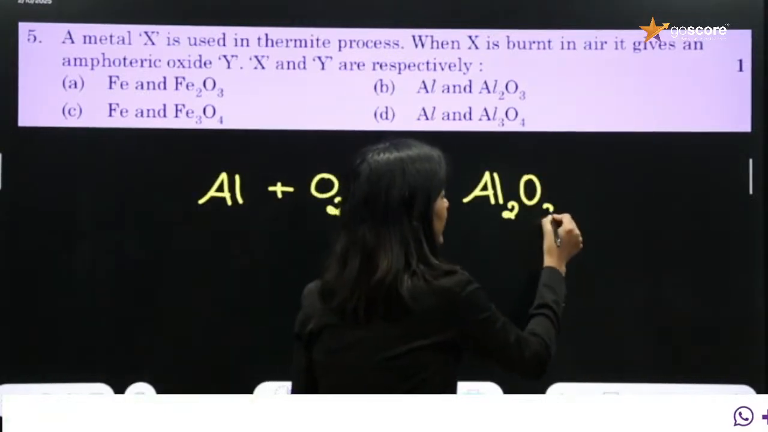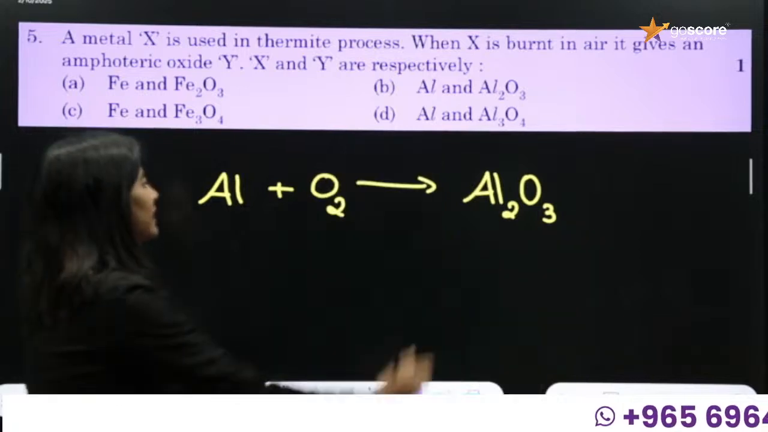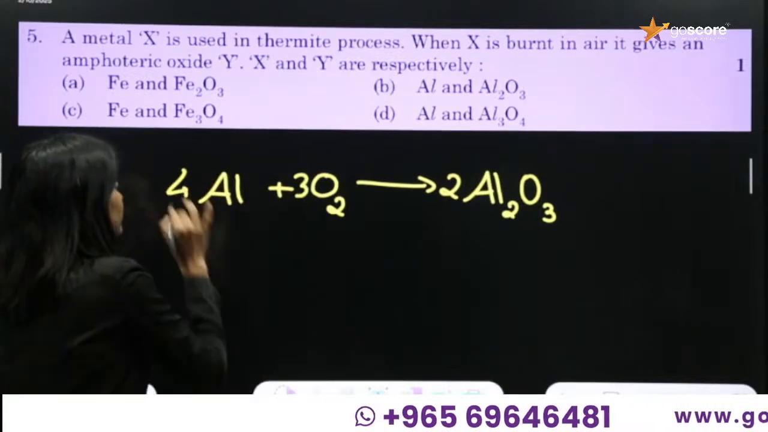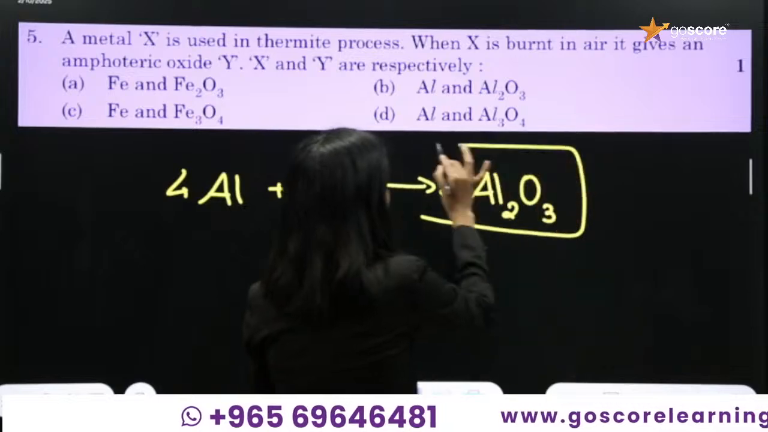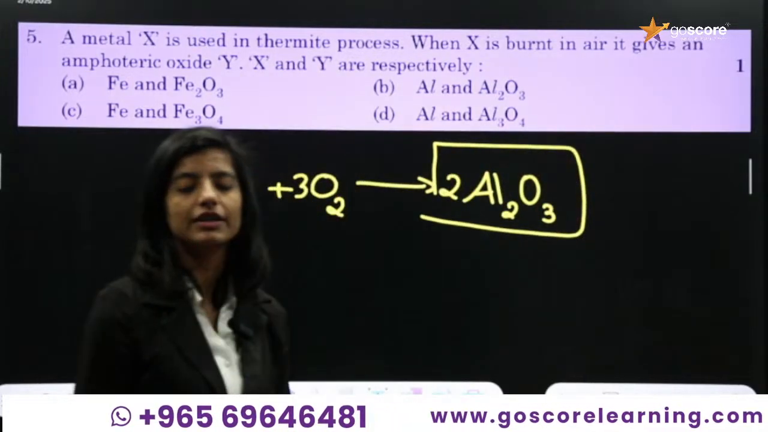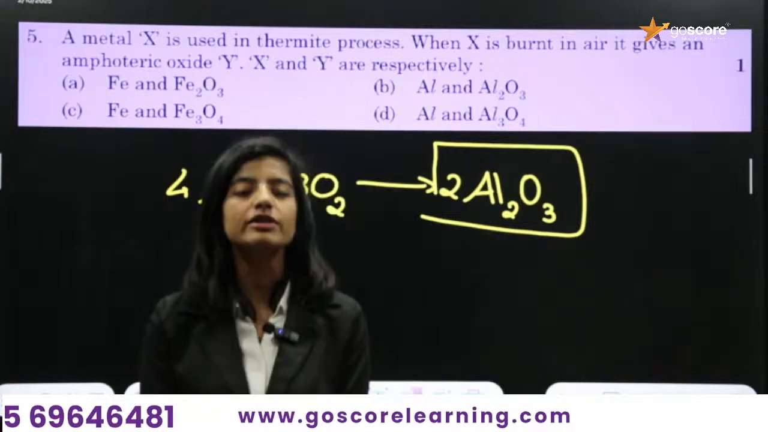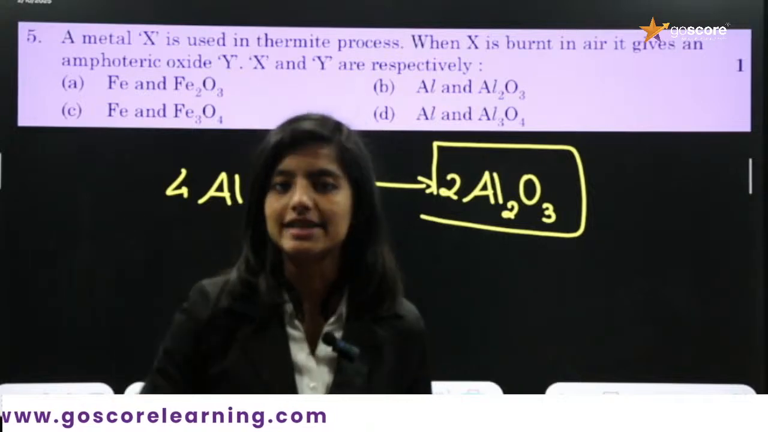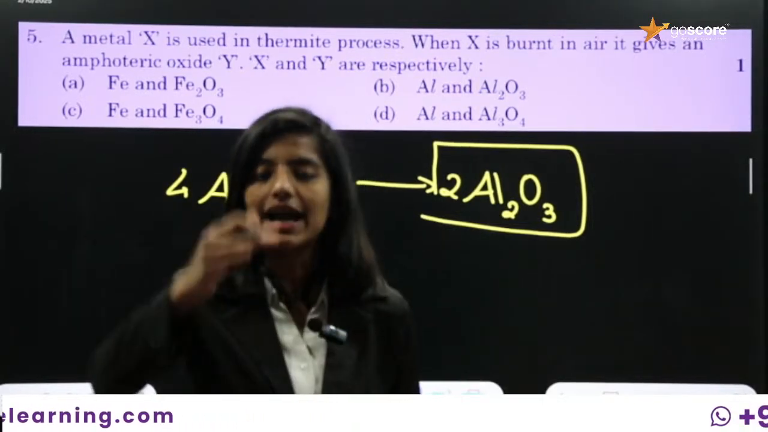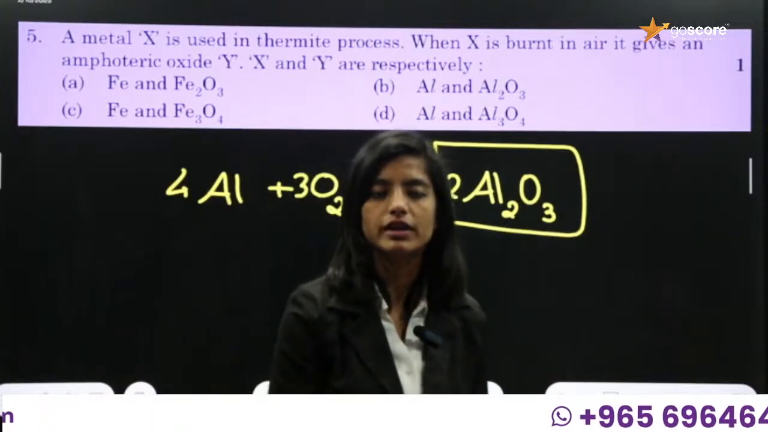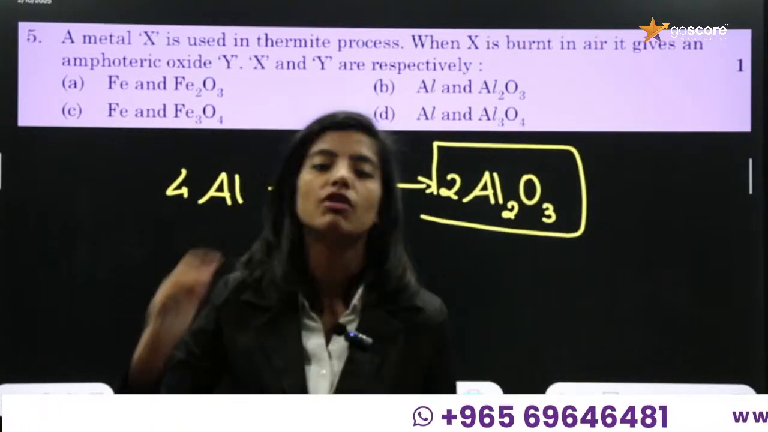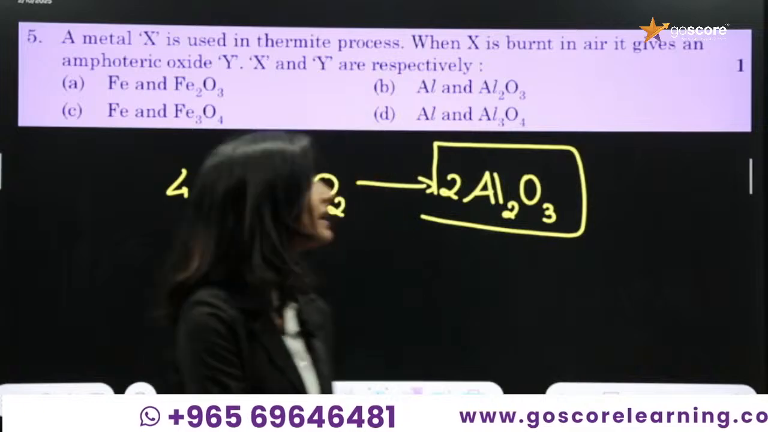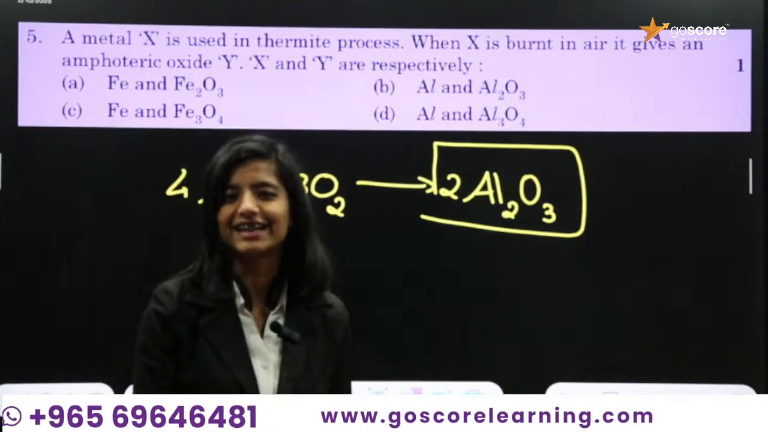Al2O3, that's correct. Let's balance it: 2 and 3, and 2 to 4 aluminum. So we will get Al2O3, and this Al2O3 can act as an amphoteric oxide. It's an amphoteric oxide because it can act as an acid as well as a base. It can react with an acid to form salt and water, or it can react with a base to form salt and water. Such species are called amphoteric oxides, and Al2O3 is an amphoteric oxide.